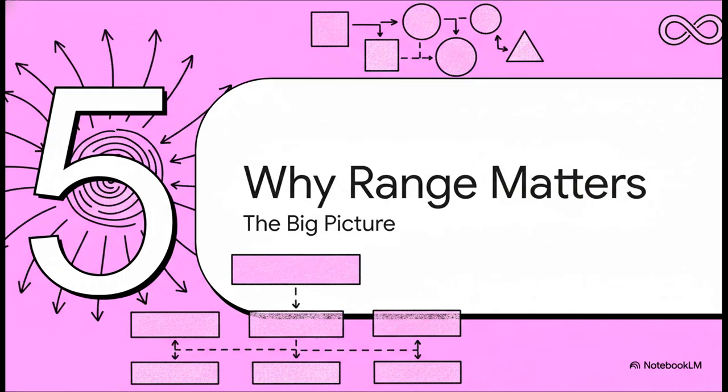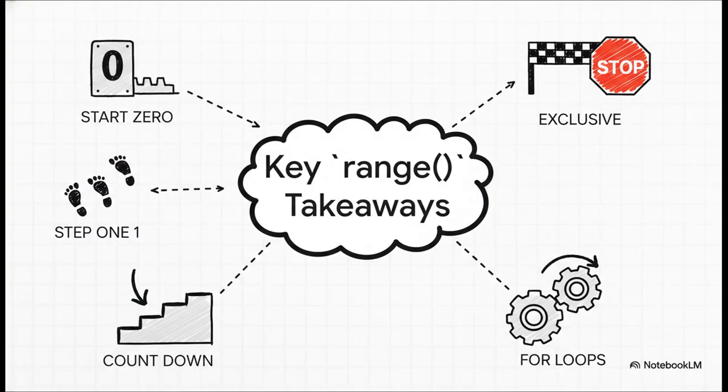So we've looked at the 1, 2, and 3 argument versions of range. We've seen how it works. Now let's just zoom out for a second and talk about why getting this right is such a big deal for any Python developer. Let's do a quick lightning round summary. Key takeaways. Number 1, the stop value is exclusive. Don't forget it's never included. 2, start is going to be 0 unless you tell it otherwise. 3, step is going to be 1 by default. 4, a negative step is your secret weapon for counting down. And finally, the most important point, all of this makes range the absolute perfect partner for controlling for loops.